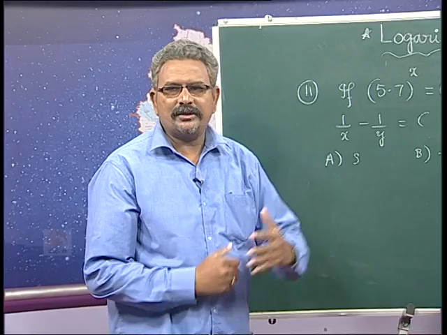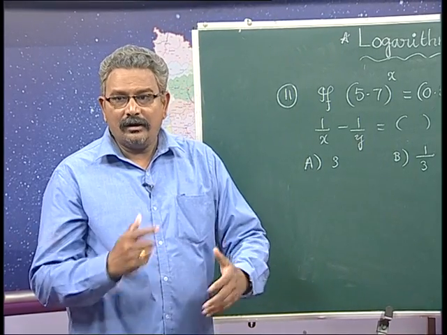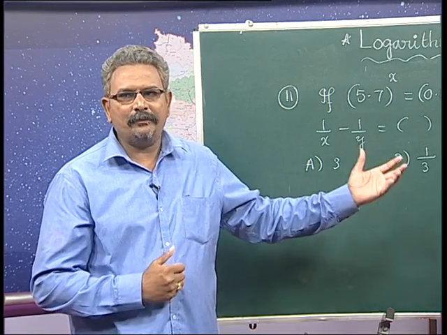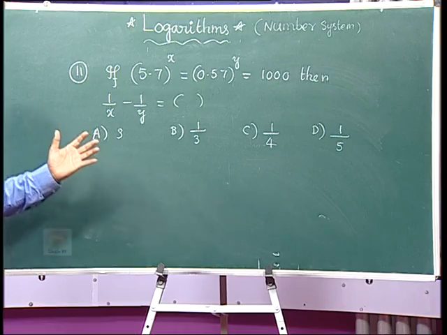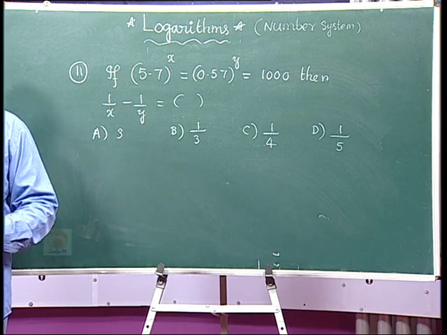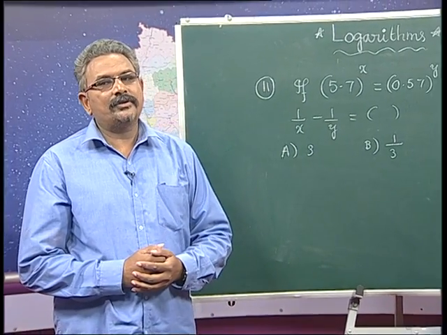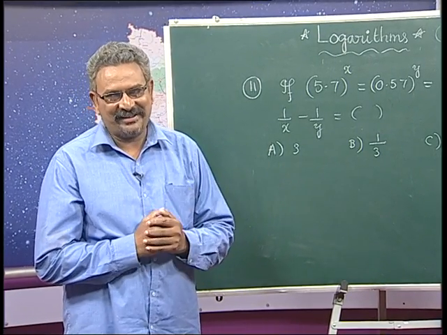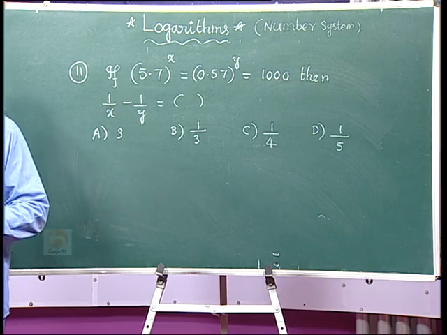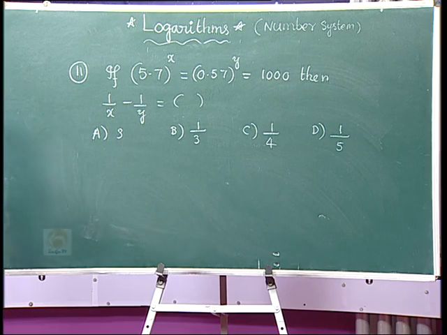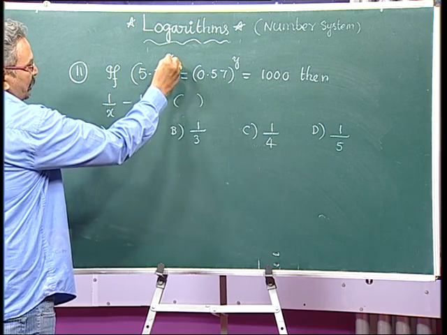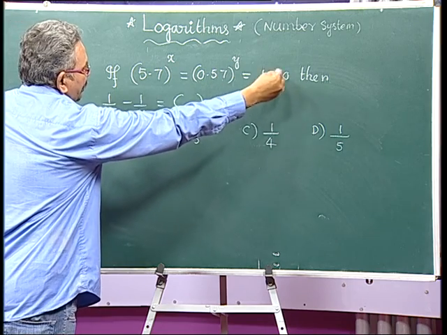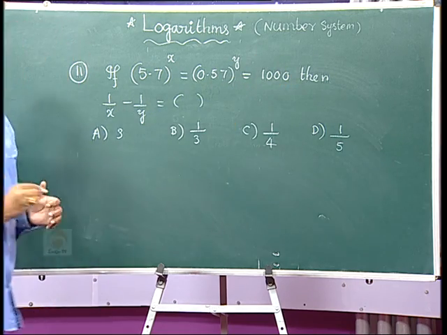using logarithms also this problem can be solved, or using the theory of indices the problem can be solved, but that will be the lengthy method. In order to avoid the lengthy method, this problem can be remembered in an easy manner. So, let me explain that shortcut. Just go through 5.7 to the power of x is equal to 0.57 to the power of y is equal to 1000. Always the number of zeros will be given here.